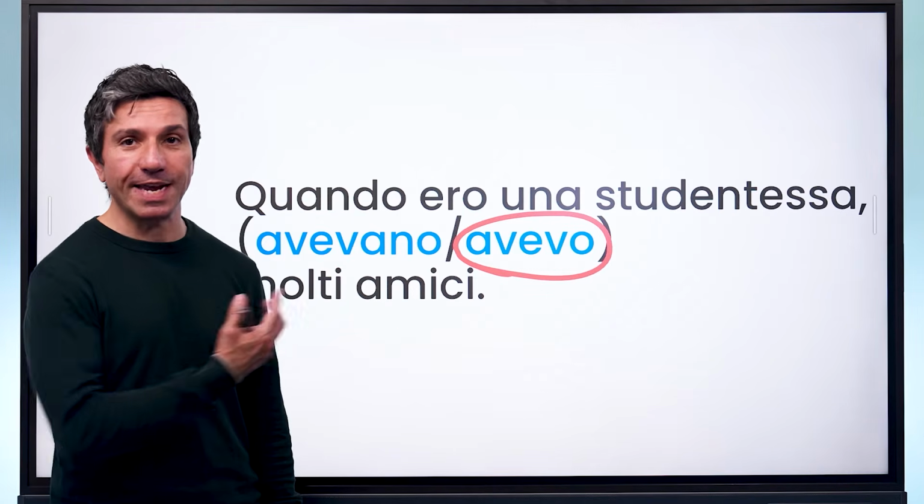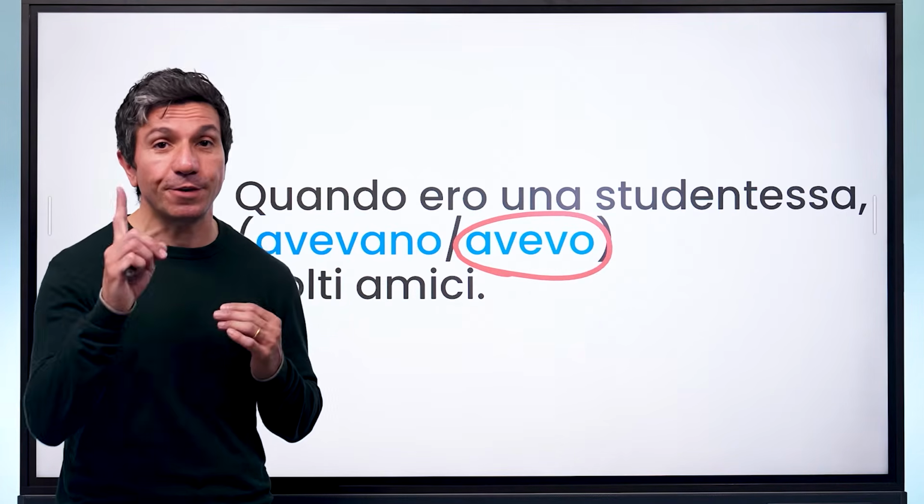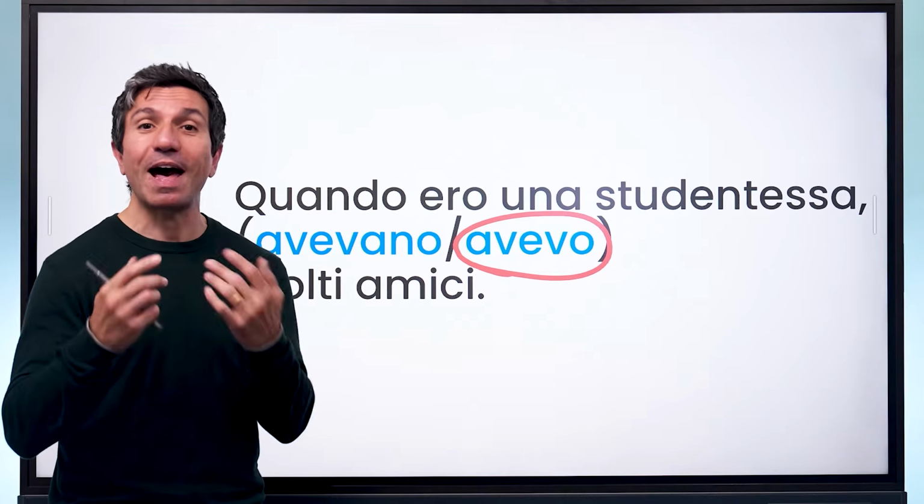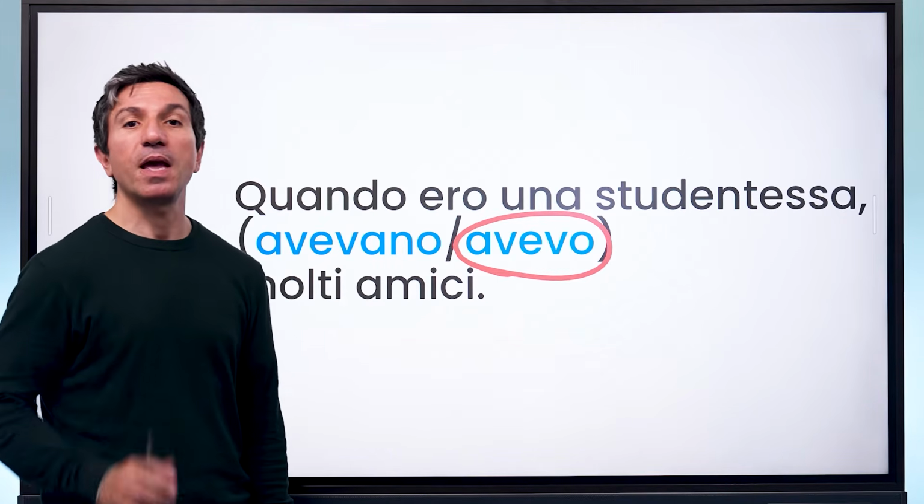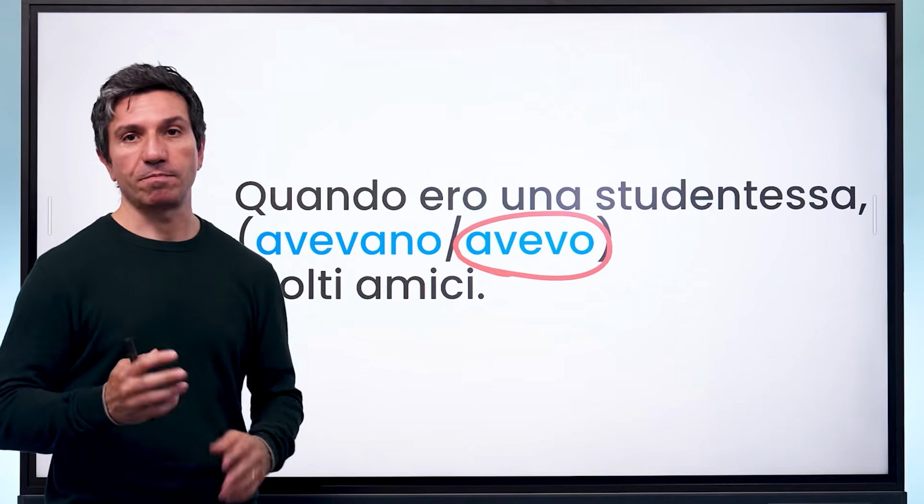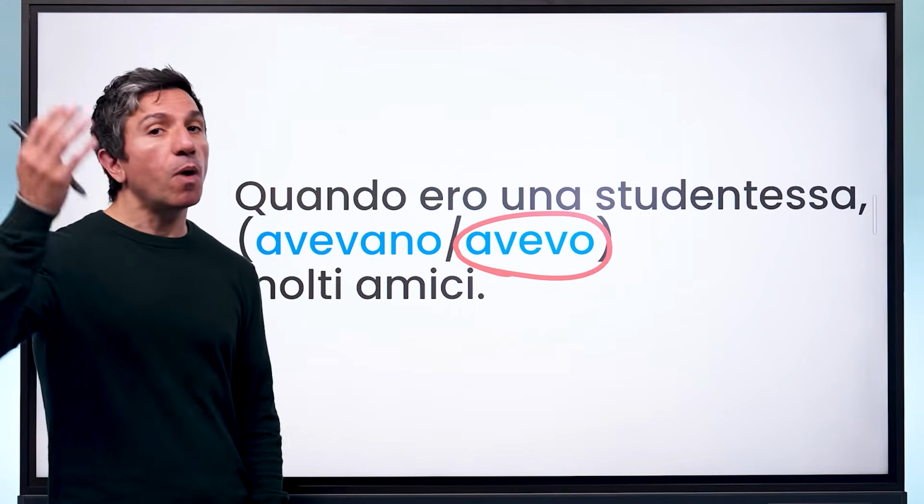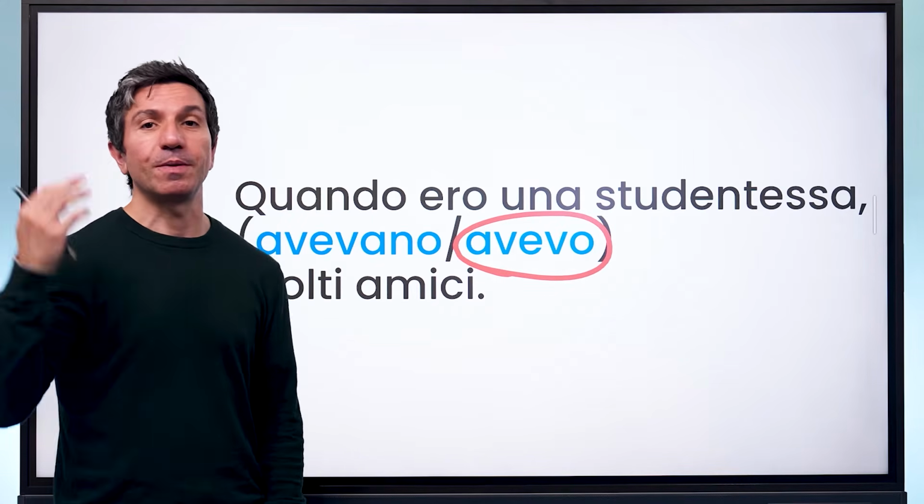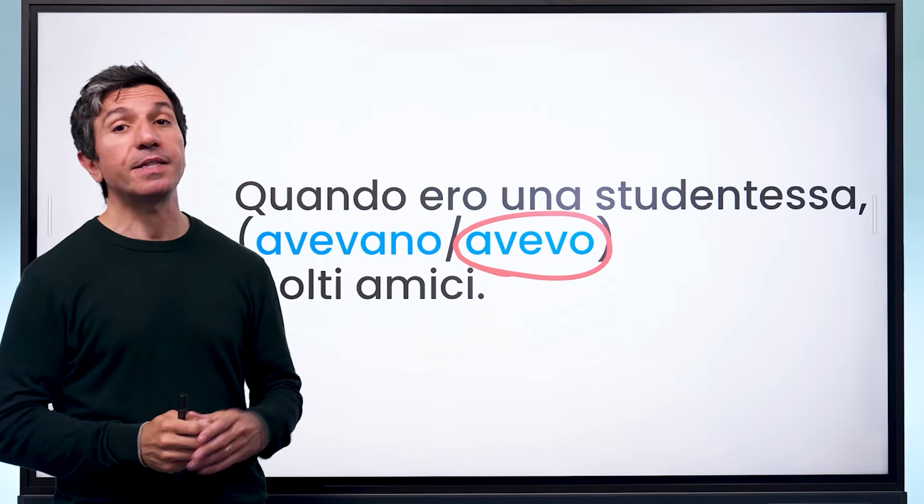Avevo is used here because it is the first person singular of avere in the imperfetto, and the subject is I, a female speaker saying, quando ero una studentessa, describing something she had in the past.